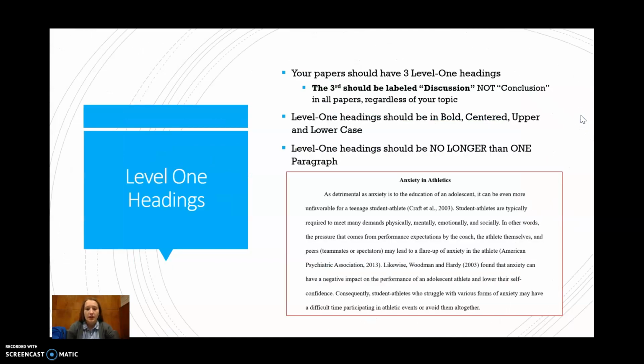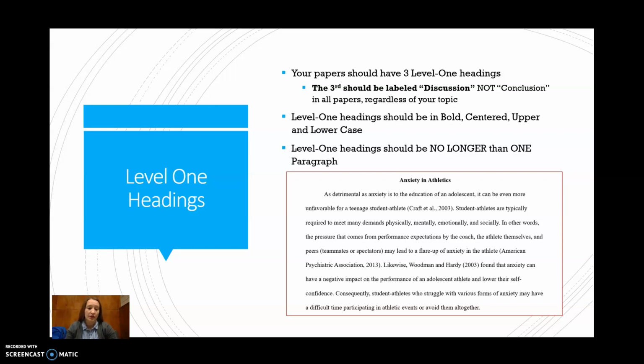There we go. So I wanted to go over the different level headings because we've seen that some of you aren't really understanding when you use them. So a level 1 heading, first of all, your paper should have 3 of them. And the third level 1 heading should be labeled discussion, not conclusion. Many of you have written conclusion. We want you to title it discussion, and all of your papers will have it regardless of what you're writing about.